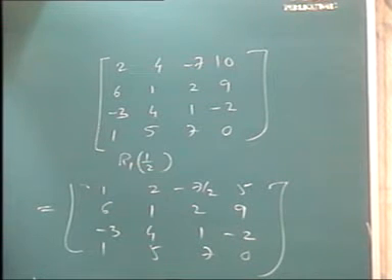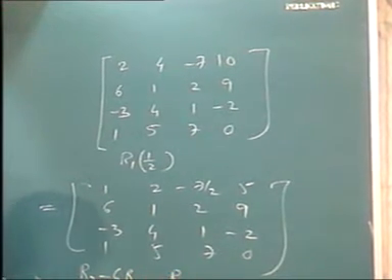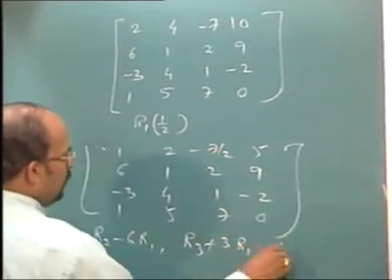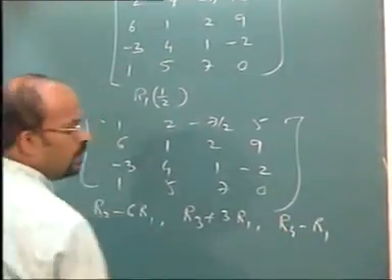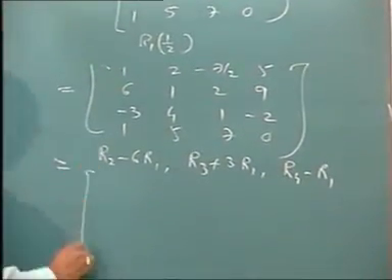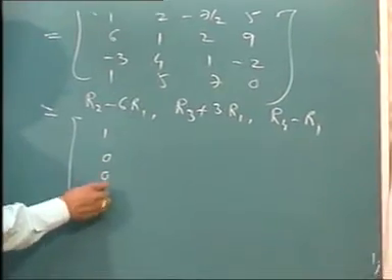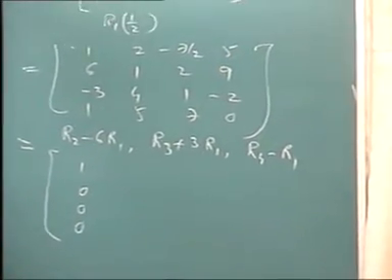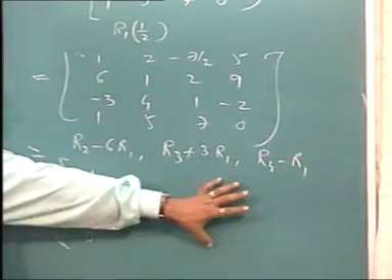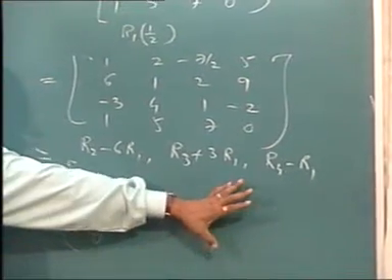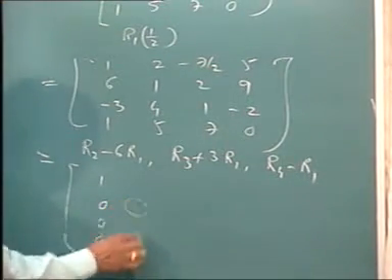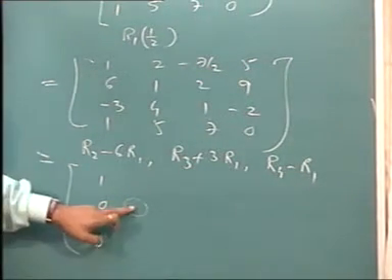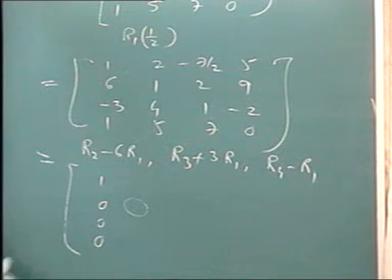And then you go for something like R2 minus 6 times R1, R3 plus 3 times R1 and R4 minus R1 to make these 3 elements 0. And the subsequent calculation will be performed on the remaining elements. Then next job, you make this element 1 and using that you make this 0 and all the others 0.